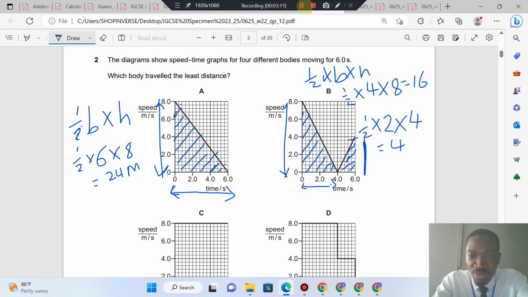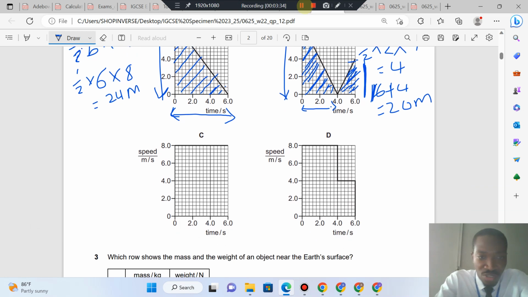Now you add together because there are two triangles here, the bigger one and then the smaller one. So add the area of the bigger one and the smaller one. 16 plus 4, that will give us 20 meters. So in the first case, we got 24 meters. In the second one, B, we got 20 meters.